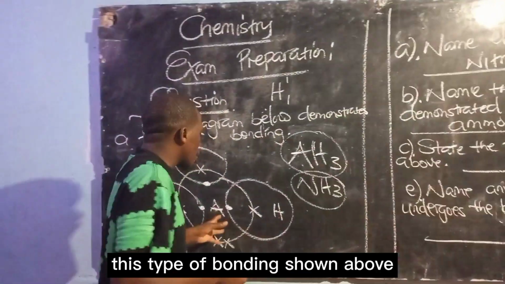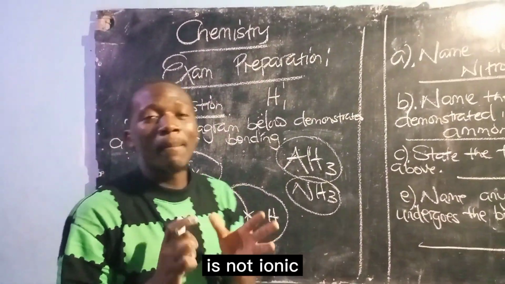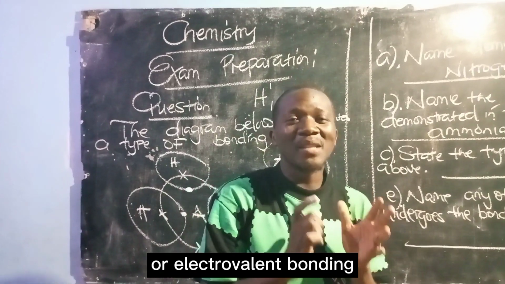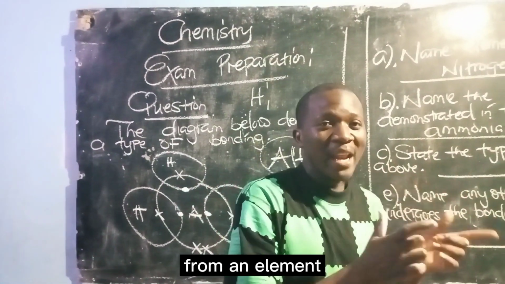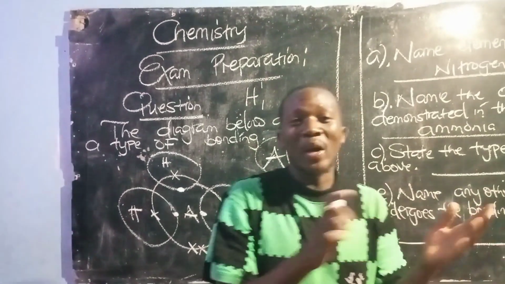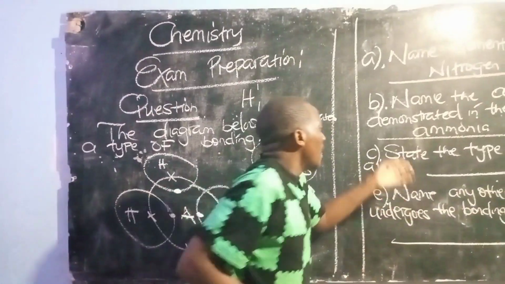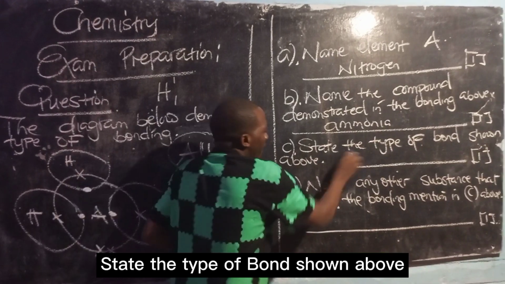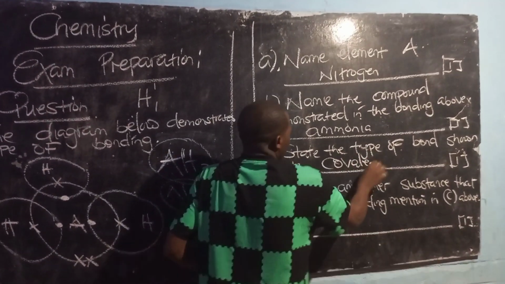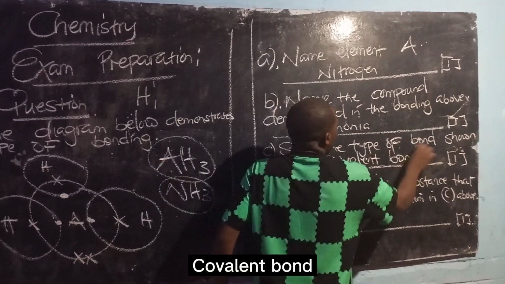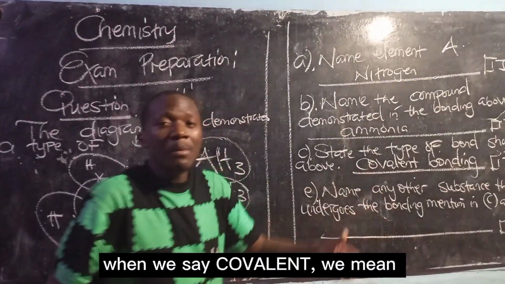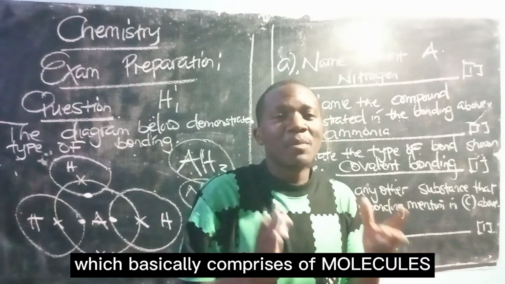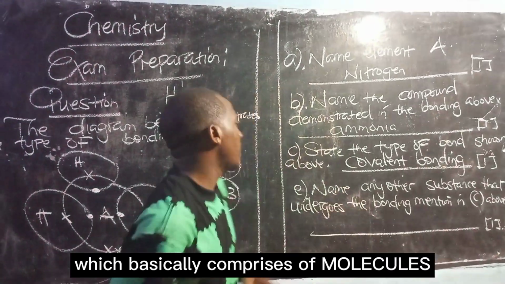This type of bonding shown above is not ionic, because ionic or electrovalent bonding involves the transfer of electrons from an element which is a metal to an element which is a non-metal. State the type of bond shown above, we're going to say covalent. Covalent bond or covalent bonding. When we say covalent, we mean this is the type of bonding which basically comprises of molecules.